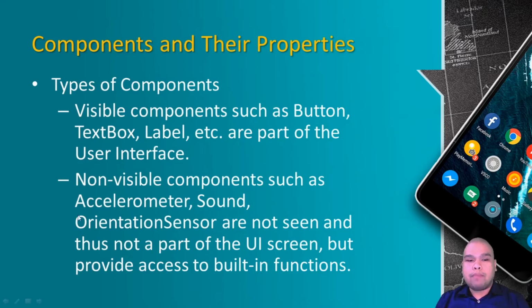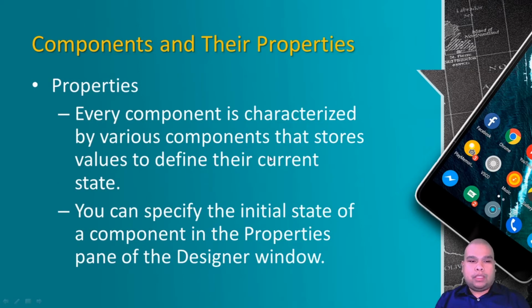Let's say, for example, the accelerometer. This is a built-in sensor that you have on your mobile application. Basically, you won't be seeing it on your user interface or on your screen, but it functions within the mobile application. Properties. Every component is characterized by various properties that store values to define their current state. You can specify the initial state of a component in the properties pane of the designer window.